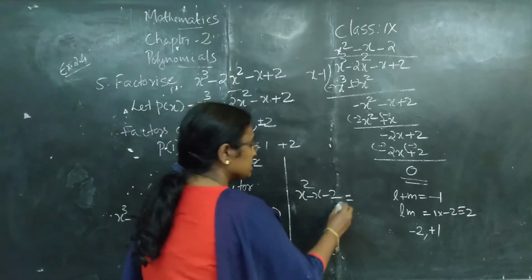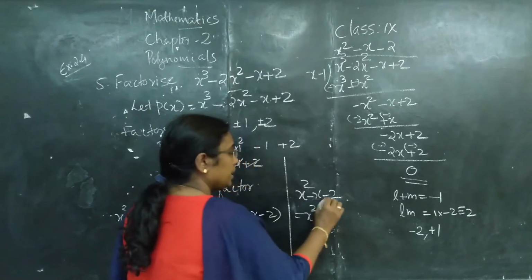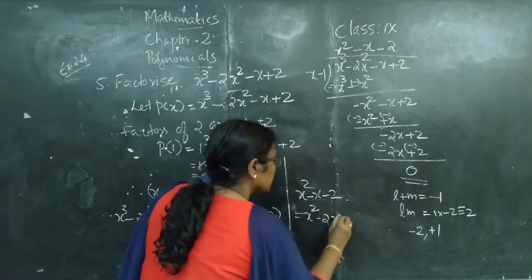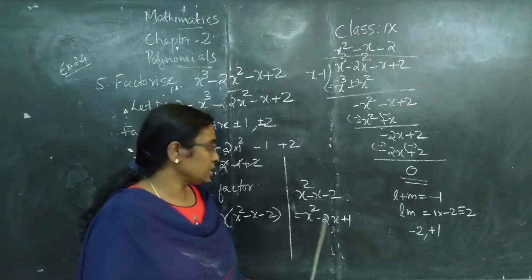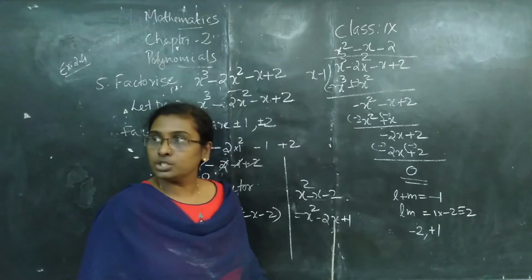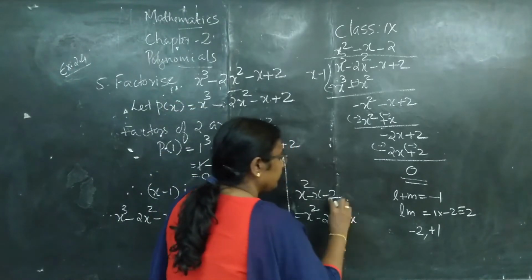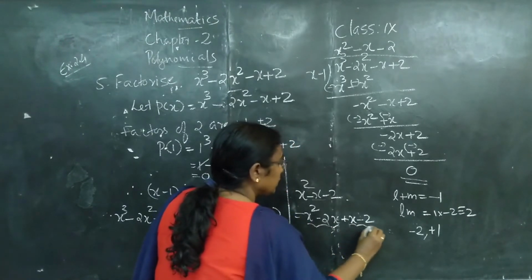So, split this x square. Split the middle term minus x as minus 2x plus 1. Minus 2 and plus 1 are the two numbers. So, minus x equals minus 2x plus 1x. 1x is simply x. This minus 2. Then group these two and these two.